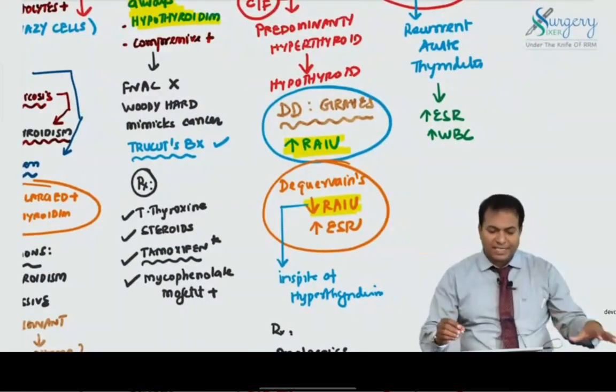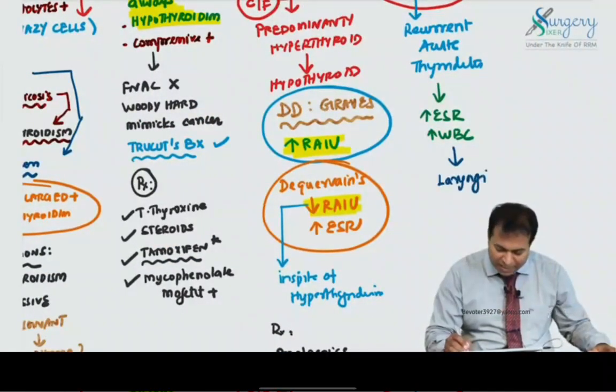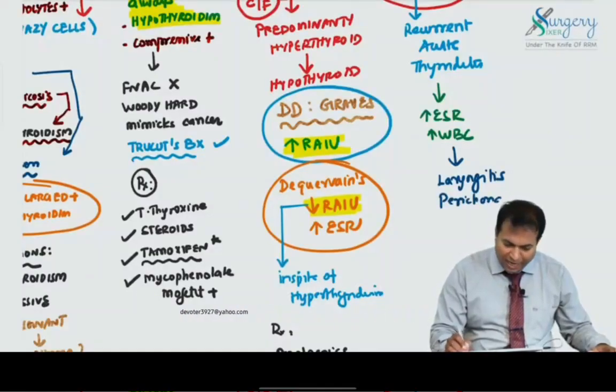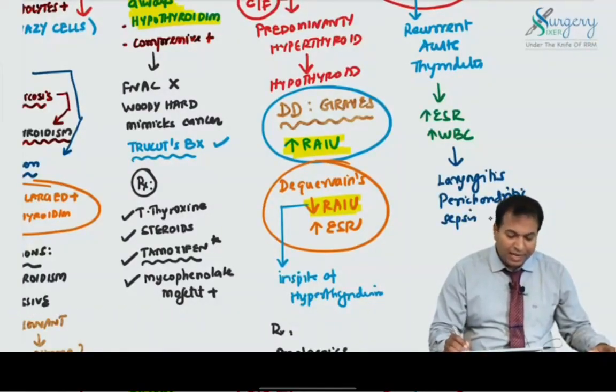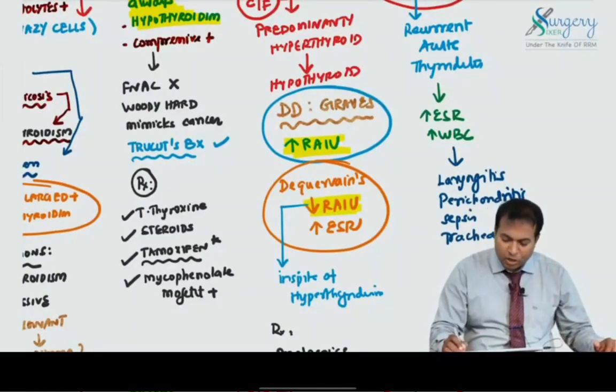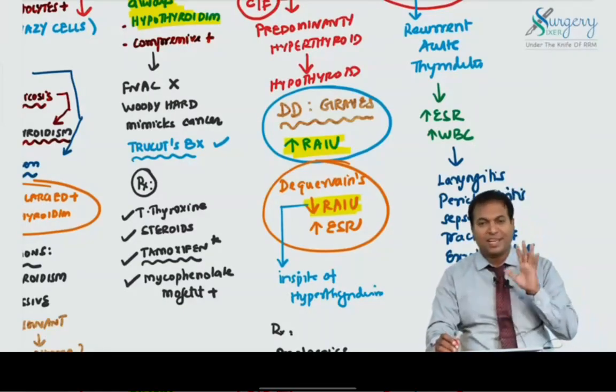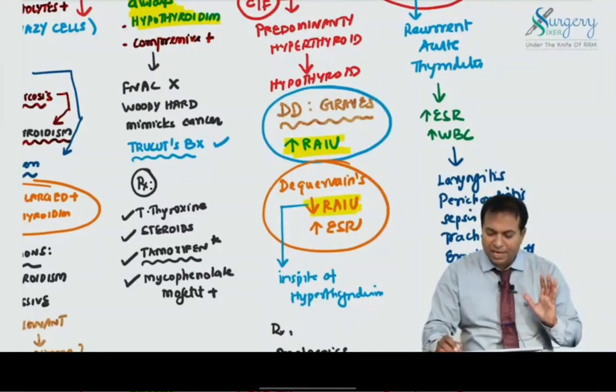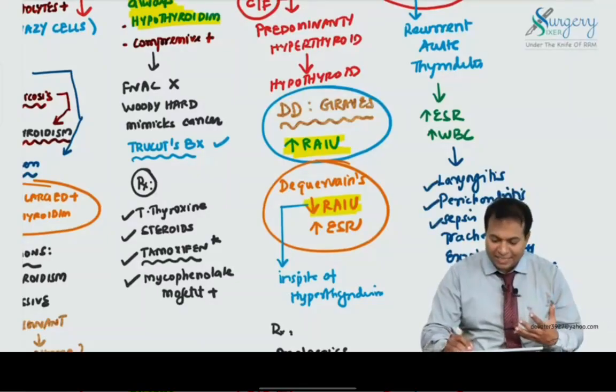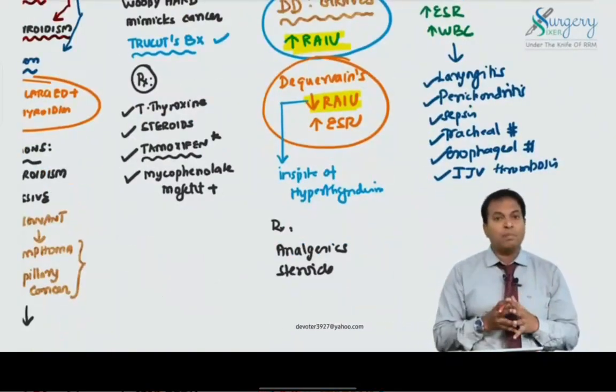It can cause severe complications. Complications of acute thyroiditis are laryngitis, perichondritis, sepsis. They are more dangerous: tracheal rupture, esophageal rupture, IJV thrombus. To be frank, I have not seen a case of acute thyroiditis so far. I am telling you just from what is there in Sabiston. Laryngitis can happen, perichondritis, sepsis, tracheal rupture, esophageal rupture, IJV thrombus, everything can happen.